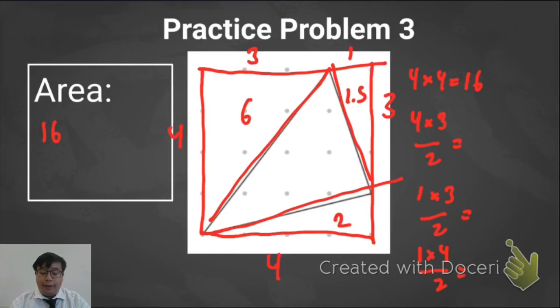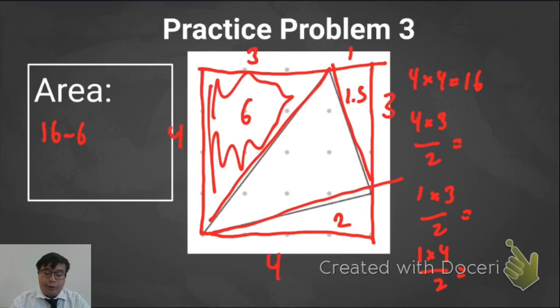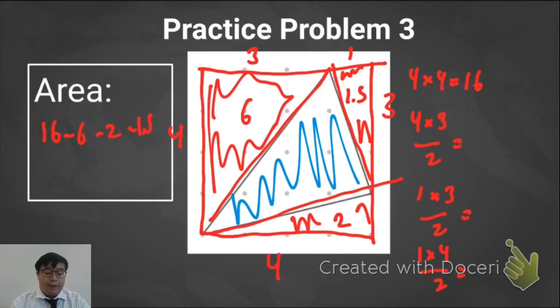So taking the whole 16, subtracting this 6 here, subtracting this 2 down here, and subtracting this 1.5 here, what's left over is going to be the area of my shape. So 16 minus 6 minus 2 minus 1.5, that's going to be 6.5.